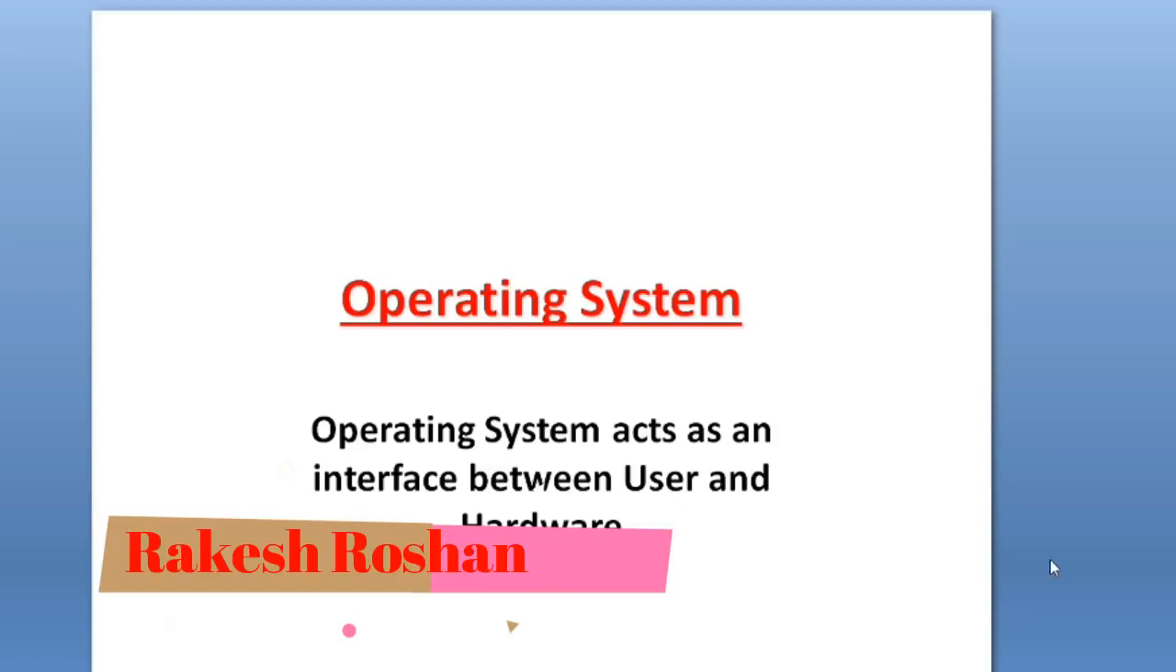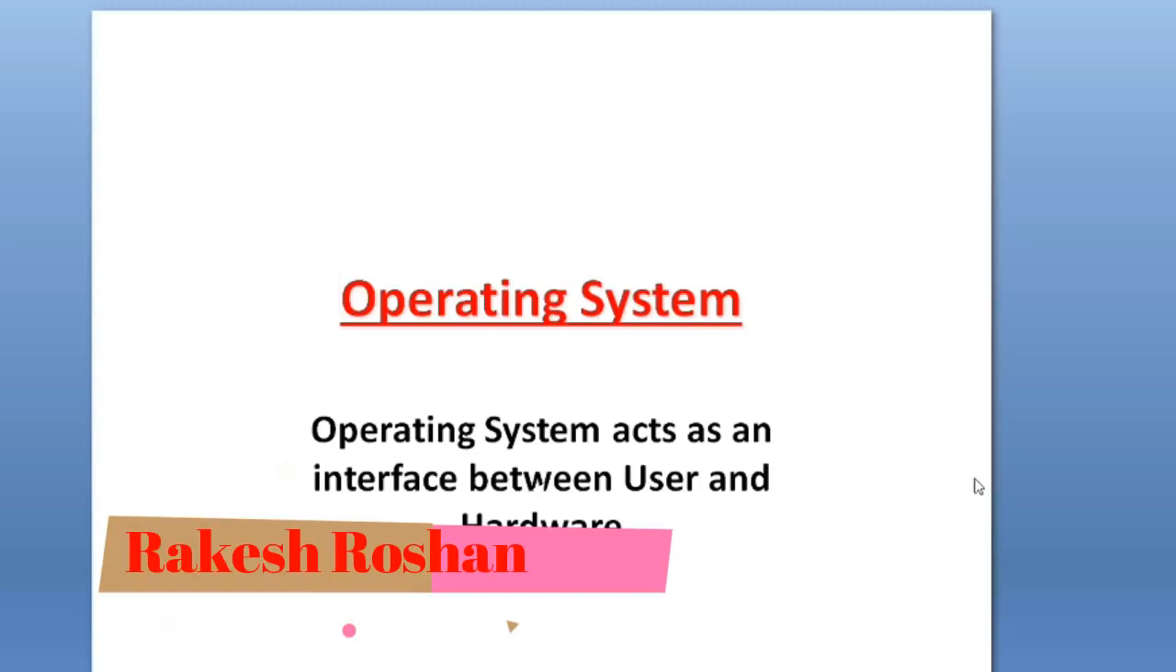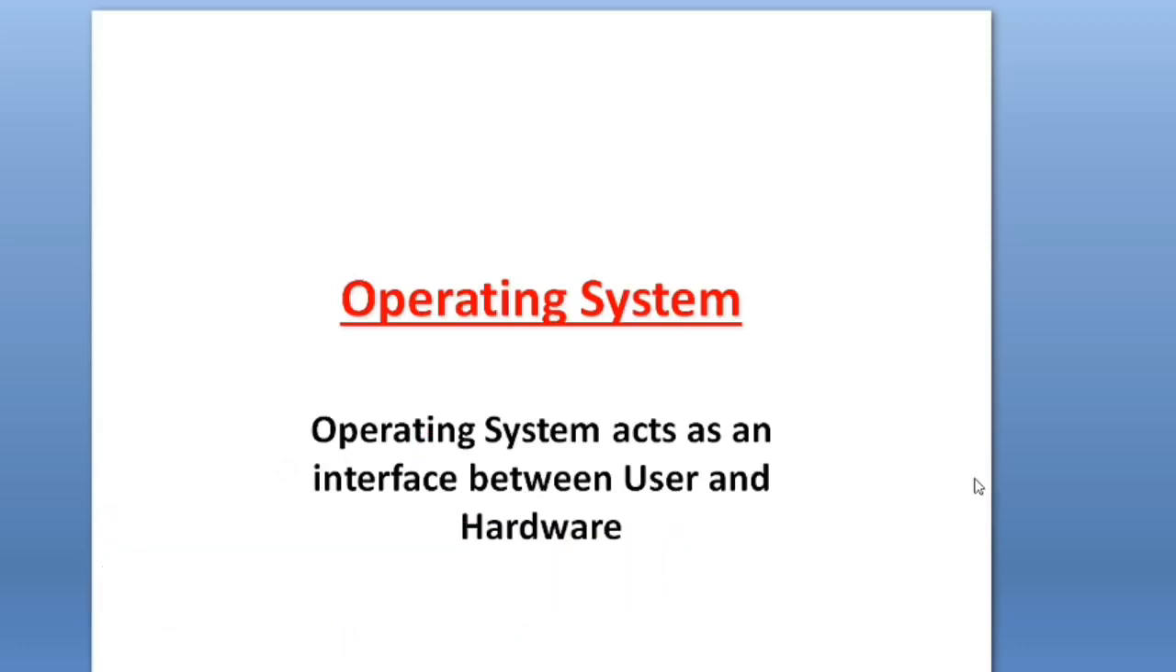What is an operating system? Actually, the operating system acts as an interface between the user and hardware. The user doesn't know the language of hardware and hardware doesn't know the language of the user. So in between, something is required that can interact between the user and hardware, and that thing is the operating system. Like your Windows 7, Windows 8, Linux, all are operating systems, platforms on which we can install any application. We can do anything by using only the operating system.